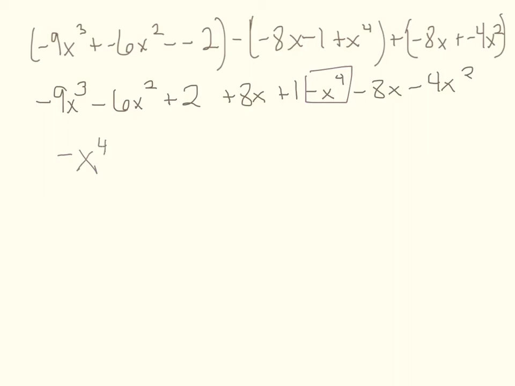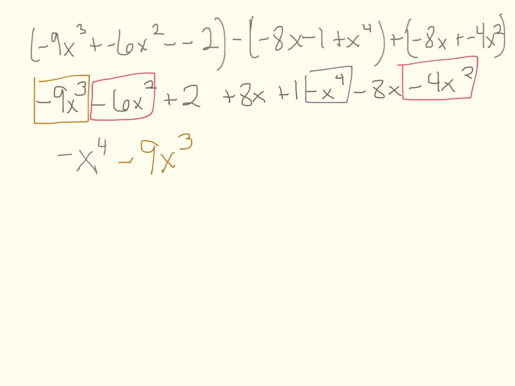Then we look for our x cubes. We have one here. It's the only one. Then we look for x squared. We have one here and here. So negative 6 plus negative 4 would be negative 10.